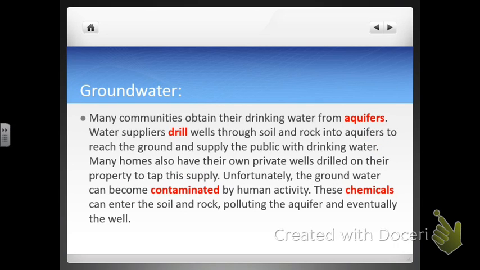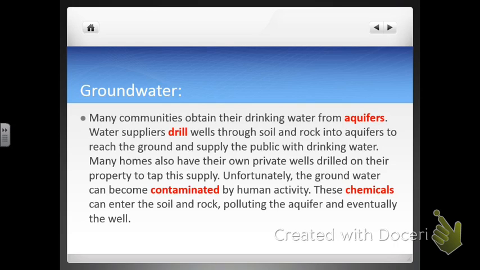Many communities get their groundwater from aquifers. Water suppliers would drill a well through the soil and the rock. They may have to go down hundreds of feet, even thousands of feet to get to the aquifer, and you may have a community well. A lot of neighborhoods in North Raleigh have community wells where a neighborhood has gone together and drilled for a large well. Other homes have private wells.